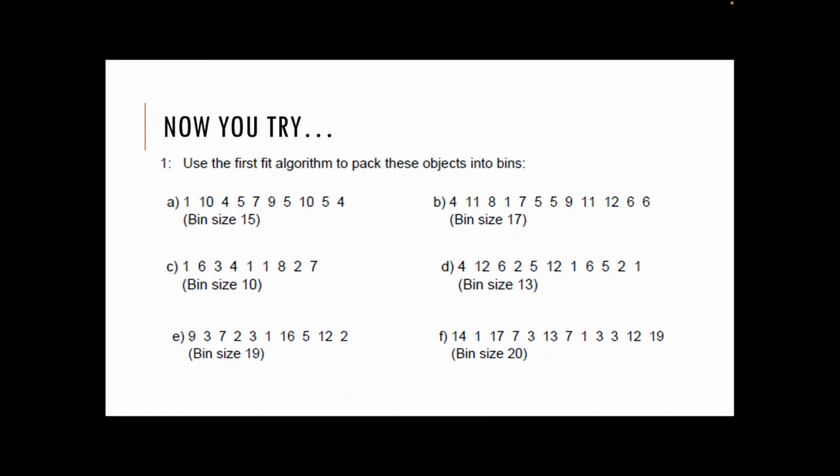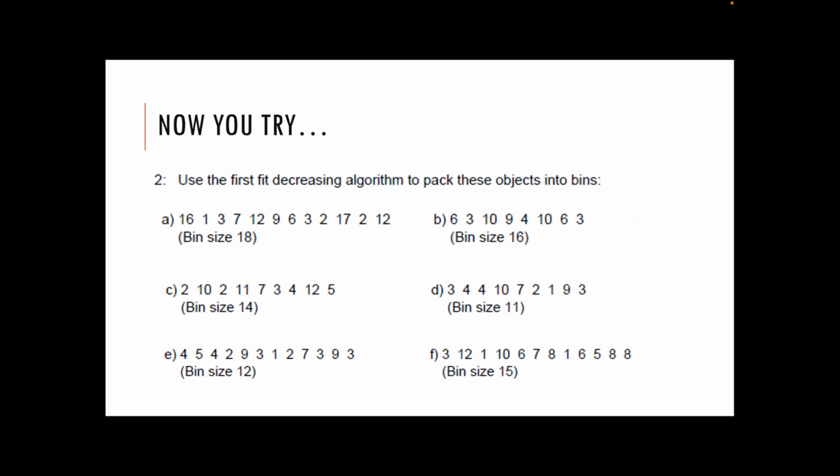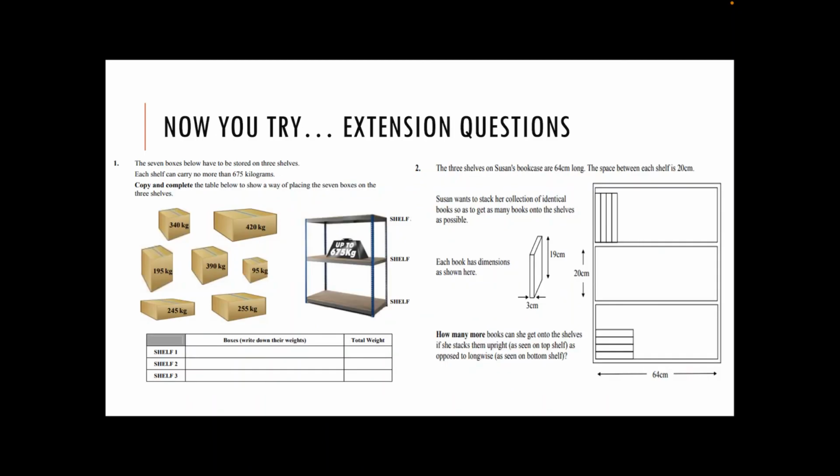I want you to use your knowledge from these examples to attempt the questions today. So question 1 here is very like the very first example that we did. So you're just using your first fit algorithm this time. So just that one way to sort these 6 different collections. For number 2, you are using the first fit decreasing algorithm to sort these ones. And then I've got 2 extension questions for you to try that are more like the second example that I did. You can use a calculator again for this example, although some of you will probably find that you won't need to.